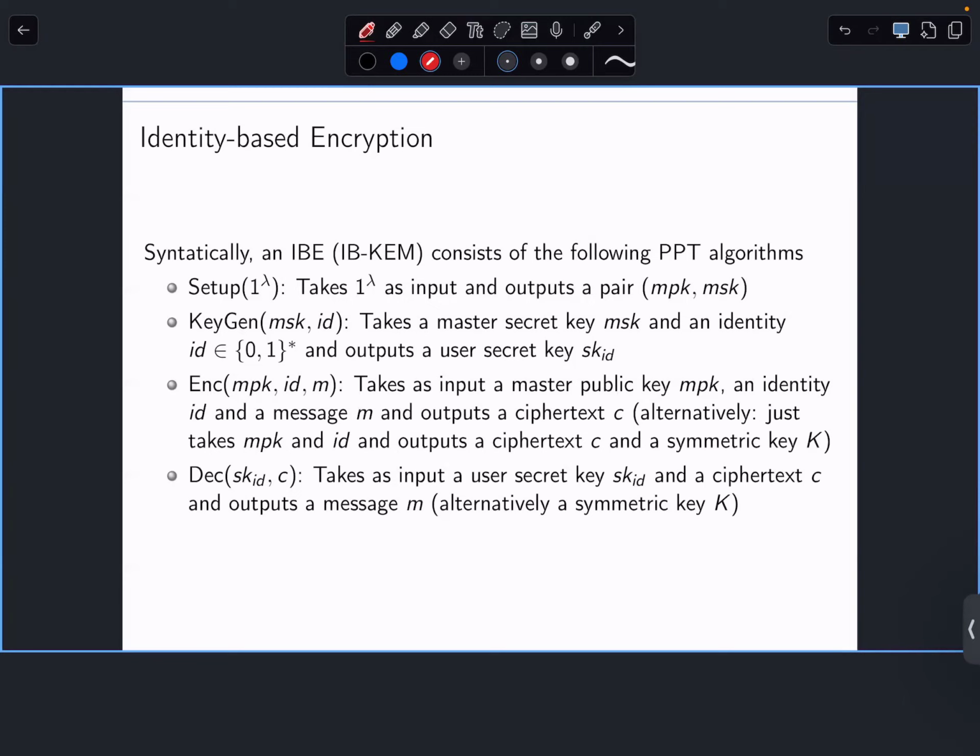What's new now, the new functionality of IBE, is actually what we call keygen here, which now has a different syntax. So keygen takes the master secret key and an identity and produces a user secret key SK_ID. The encryption algorithm takes as input a master public key, an identity, a message M, and outputs a ciphertext C. And now decryption uses the identity secret key to decrypt a ciphertext.